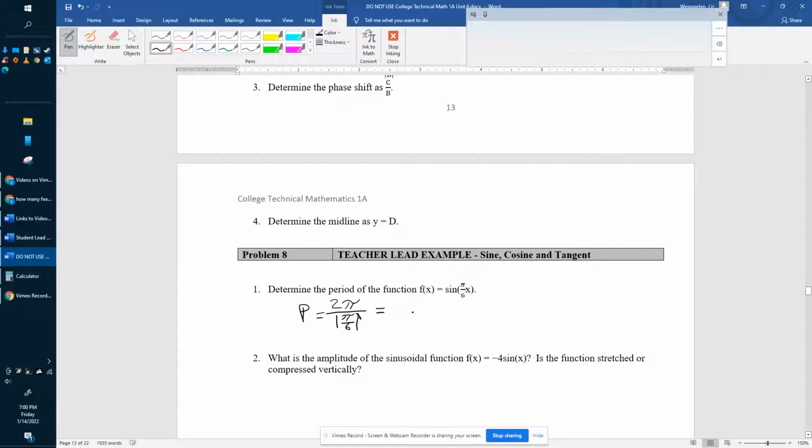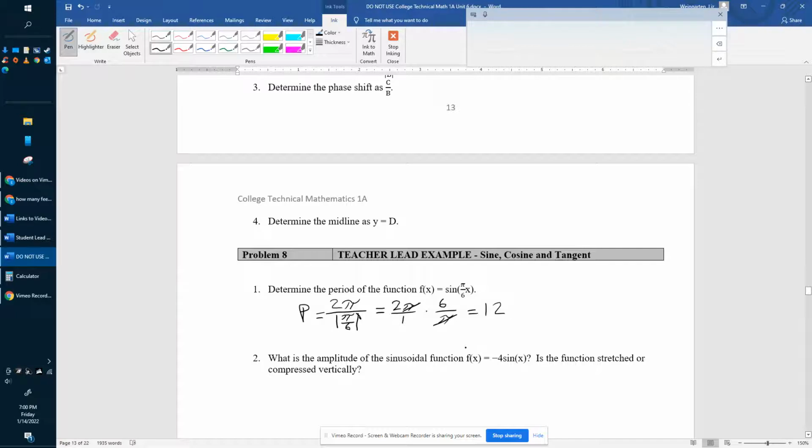Now let's use our rules of multiplying and dividing fractions. So we get 2 pi over 1 times, multiply by the reciprocal because we're dividing. Our pi's are going to cancel out. We get a period of 12.